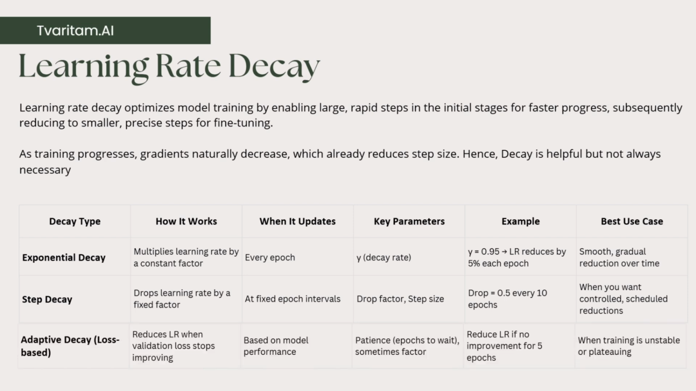Adaptive decay is a performance-based decay method where learning rate reduces when validation loss stops improving. It uses parameters like patience, that is the number of epochs to wait. It is useful when training plateaus.